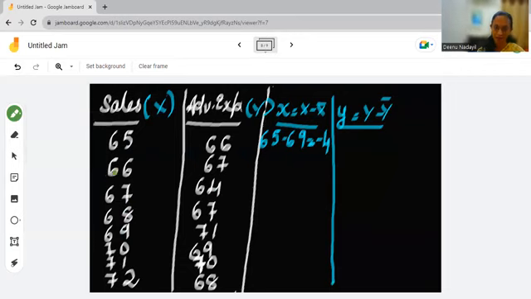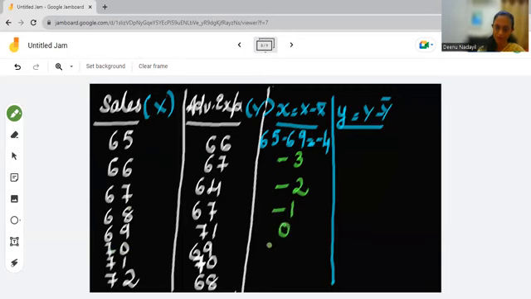The next number, how to write? 66 minus 69. So what is 66 minus 69, students? Minus 3. Don't forget to put minus and write like that. Next will be 67 minus 69. X bar is 69, we got it. So which is minus 2. 68 minus 69, minus 1. 69 minus 69.